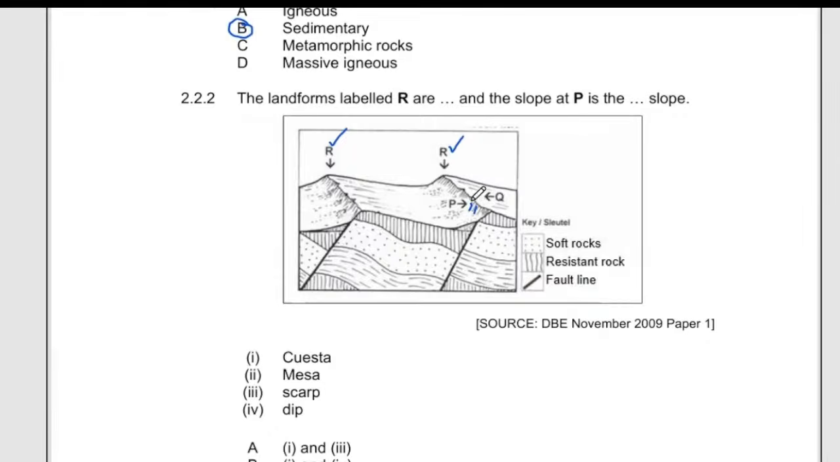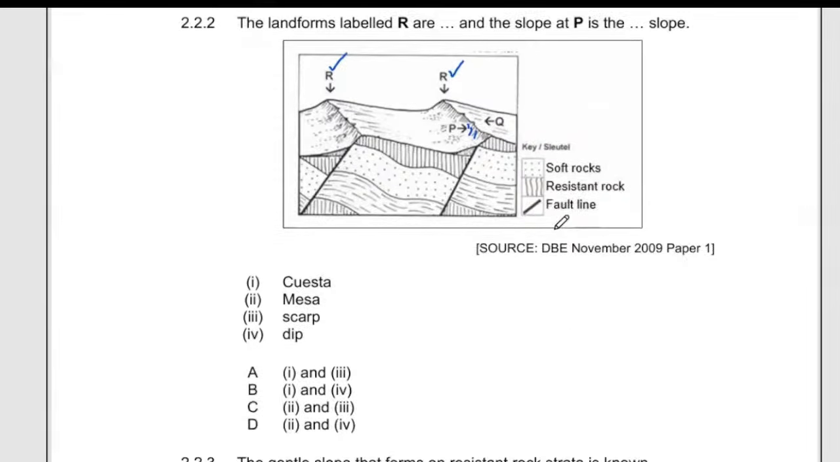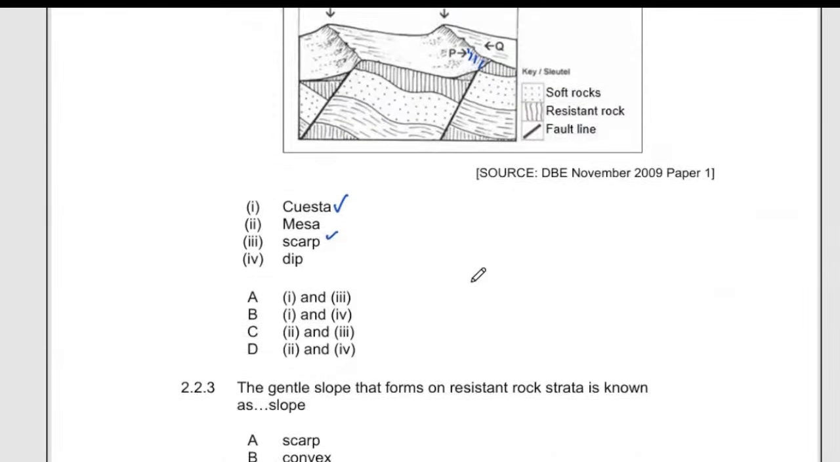This is the steepest slope of the incline. That is our scarp slope, and Q becomes the dip slope of our landform. So by merely looking at the responses there, we are saying our landform is a cuesta, which is an inclined landform, and our P is the steeper part of our slope, which constitutes the scarp slope. So we are saying it's item number 1 and item number 3, which is our correct response, which is A.